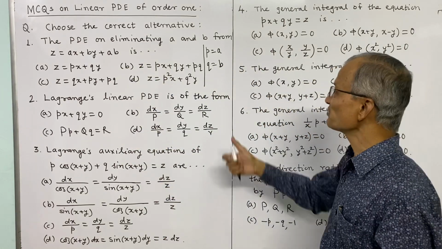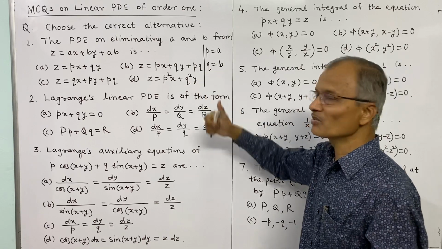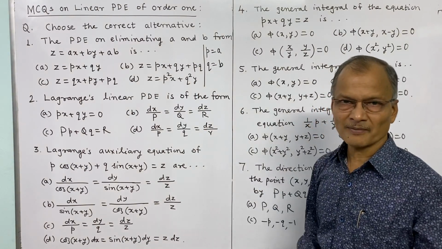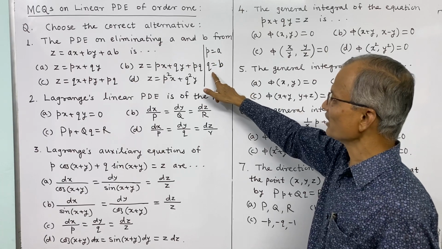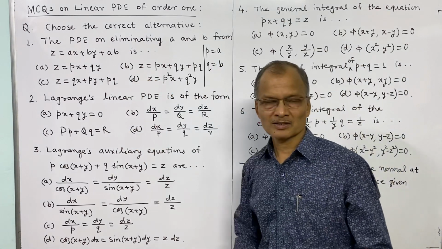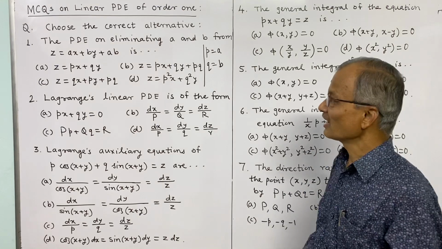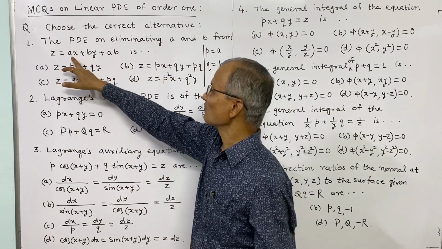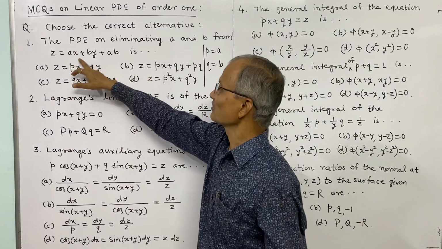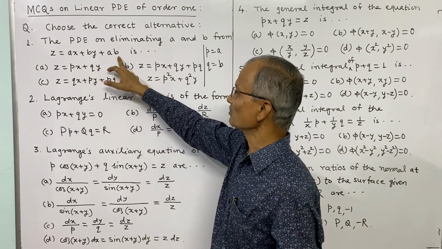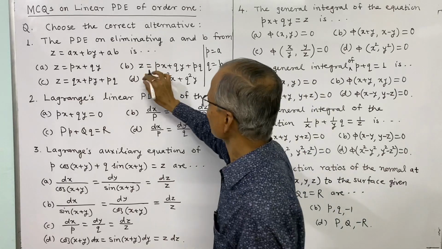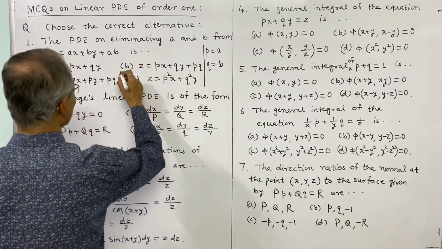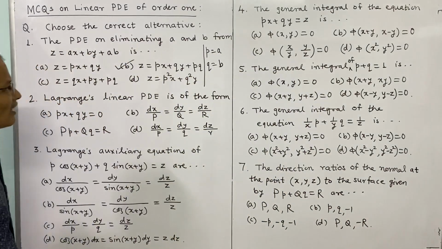So simply, p = a and q = b, and we want to eliminate a and b. So replace the value of a by p and the value of b by q, and we get the corresponding partial differential equation, which will be z = px + qy + pq. And see, the answer is B: z = px, etc. So this is the answer.